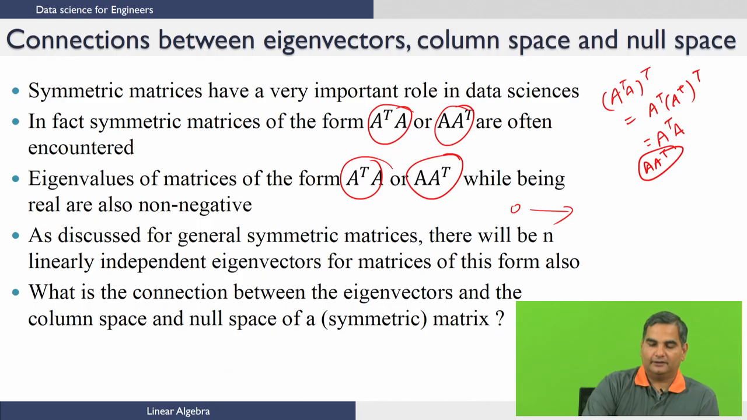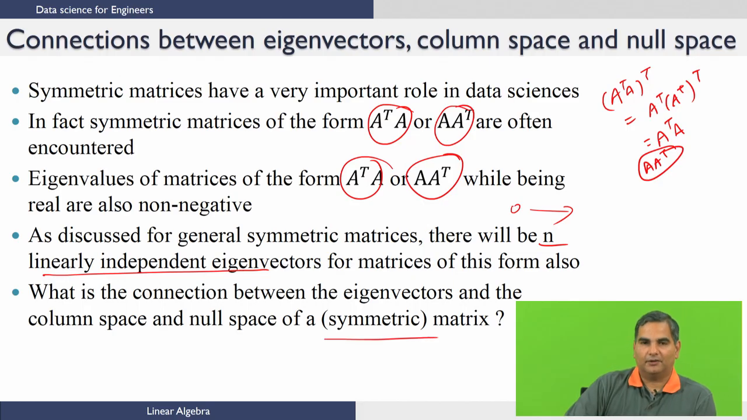Also, the fact that A transpose A and A A transpose are symmetric matrices guarantees that there will be n linearly independent eigenvectors for matrices of this form also. Okay. So, what we are going to do right now is, because of the importance of symmetric matrices in data science computations, we are going to look at the connection between the eigenvectors and the column space and null space for a symmetric matrix. Some of these results translate to non-symmetric matrices also, but for symmetric matrices all of these are results that we can use.